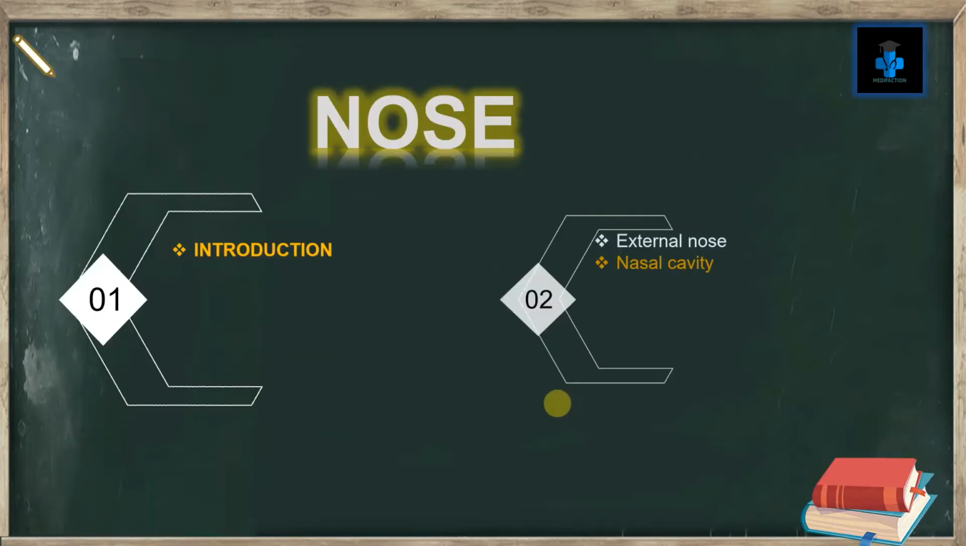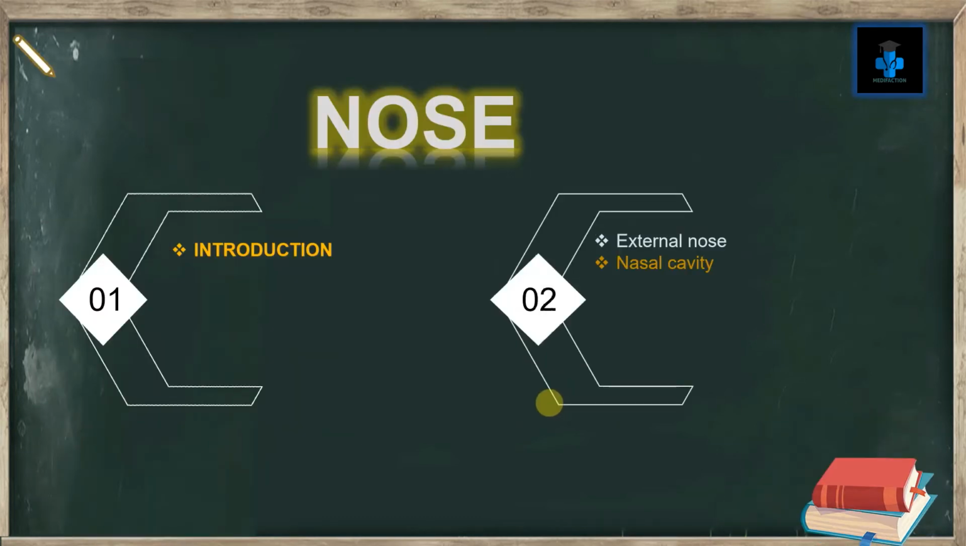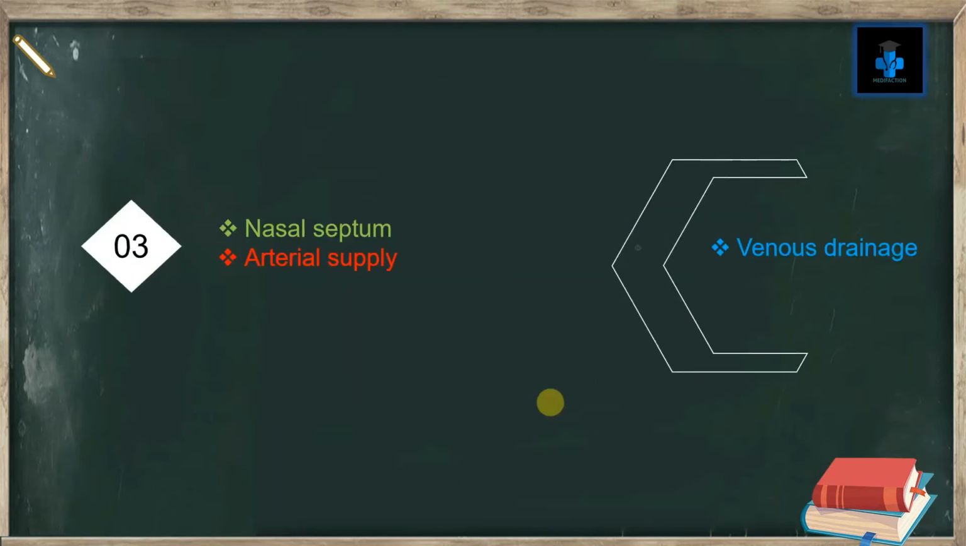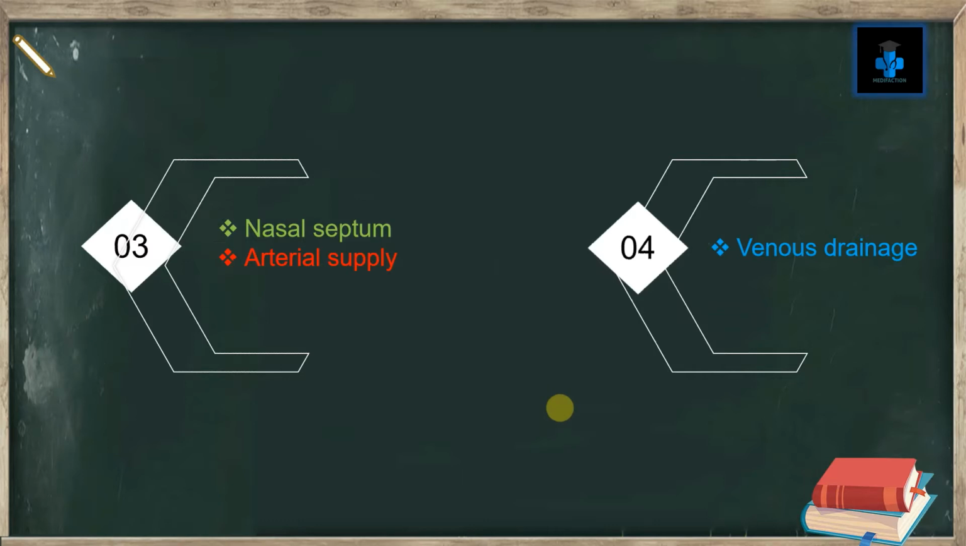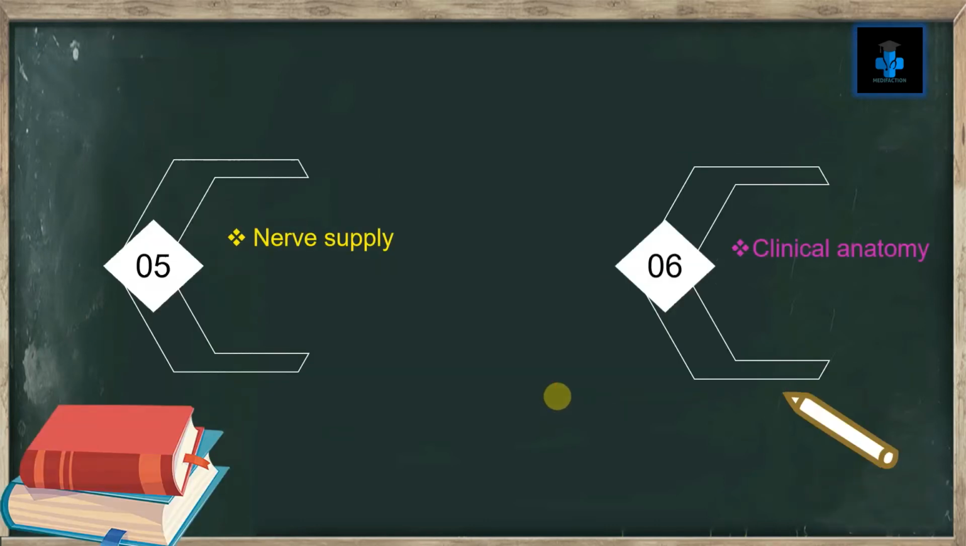In this video, I will be enumerating an introduction, and we will also discuss the external nose, the nasal cavity, the nasal septum, also the arterial supply and venous drainage to the nose, the nerve supply, and finally some important clinical anatomy.